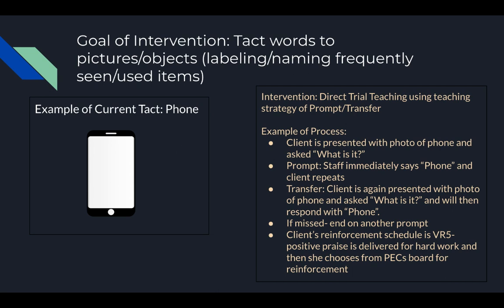So as a whole, this would look like, what is it? Phone. Client repeats, phone. Put down, transfer, what is it? Client says phone. If she doesn't get it right, I end on, what is it? Phone. She repeats phone. The client is reinforced, and her reinforcement schedule is a VR5. So positive praise is delivered for hard work, and then she chooses from her PECS board for reinforcement once she reaches that VR.